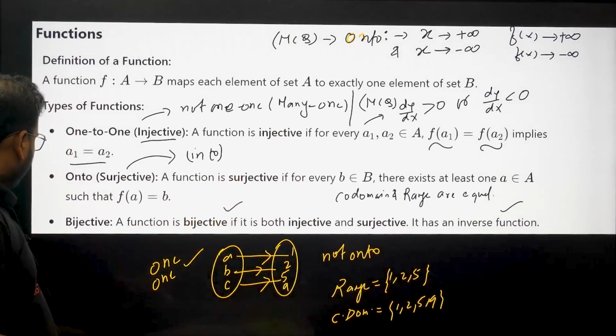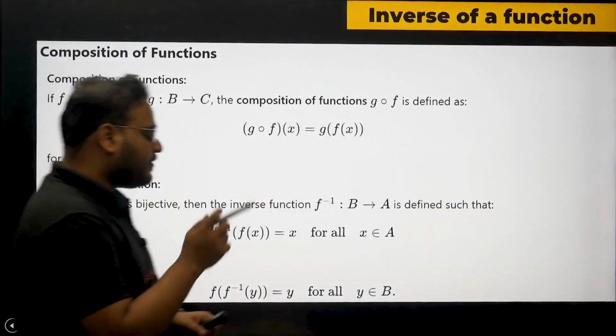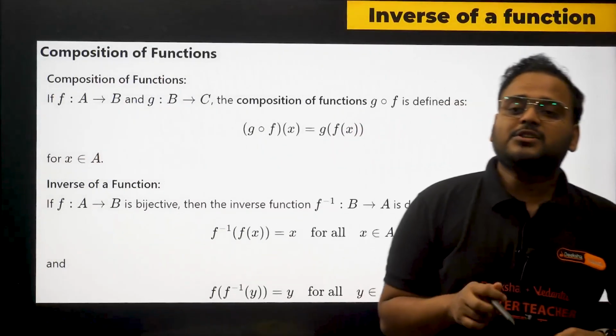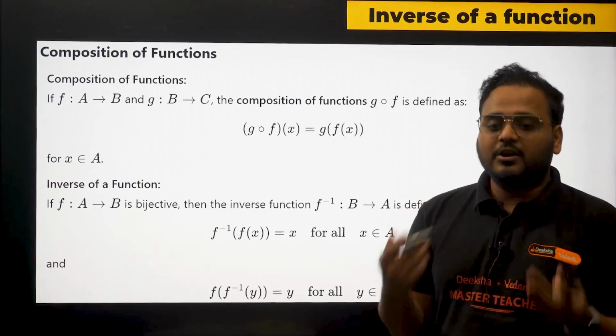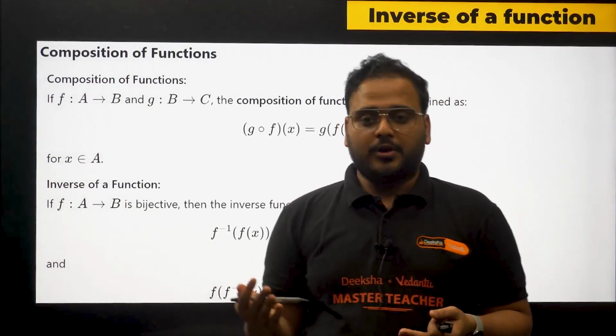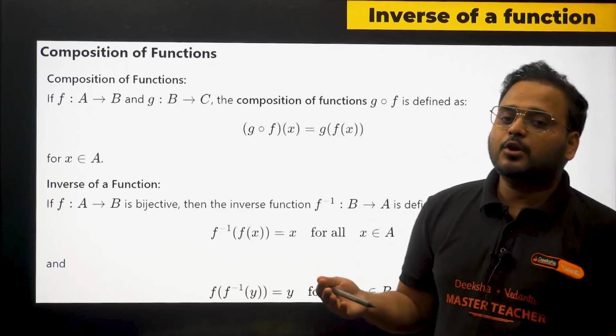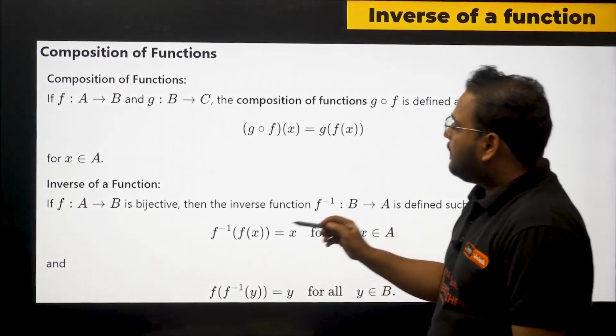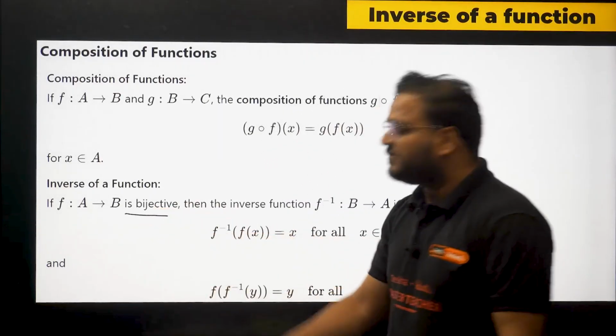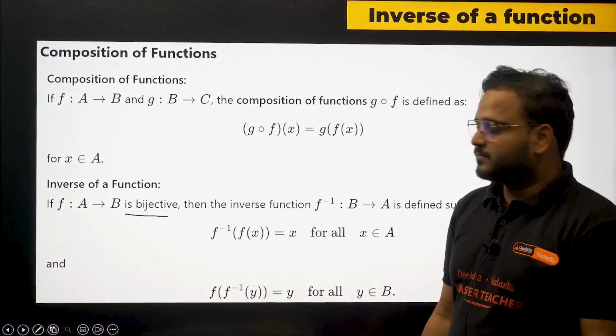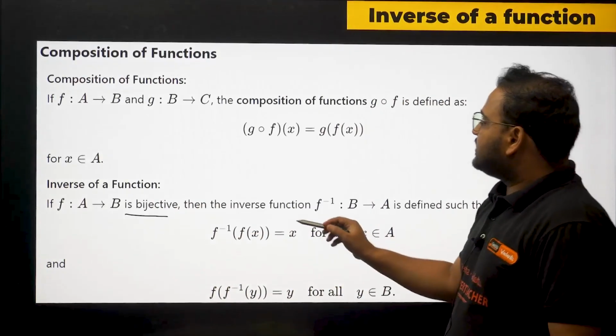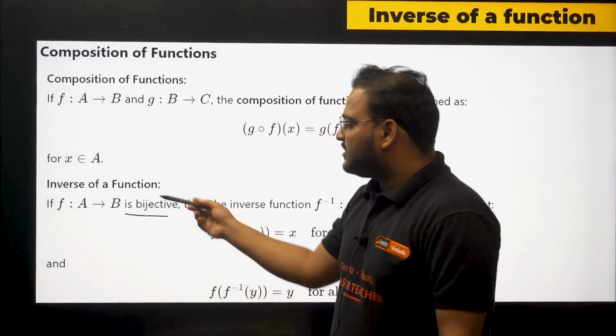Moving on. Now, inverse of the function. How do you find inverse? So first of all, you have to identify whether the given function is invertible or not, and that you identify using bijective. If the function is given as bijective, it means it is going to be invertible. So see this, how do you find bijective? Basically, check for one-one and onto.